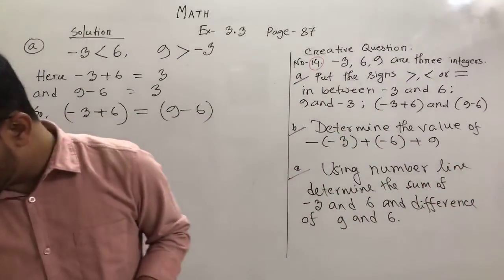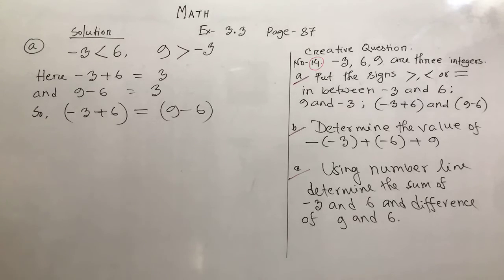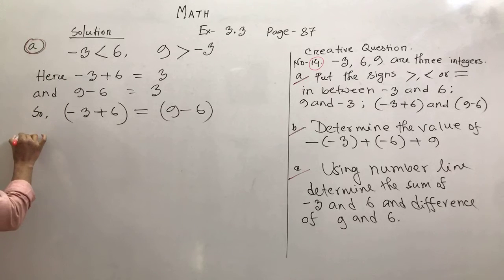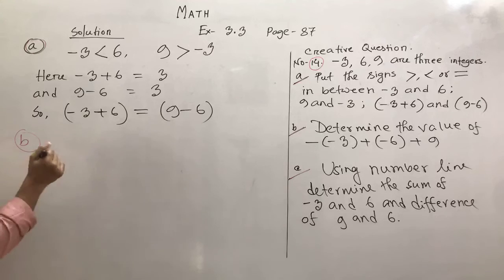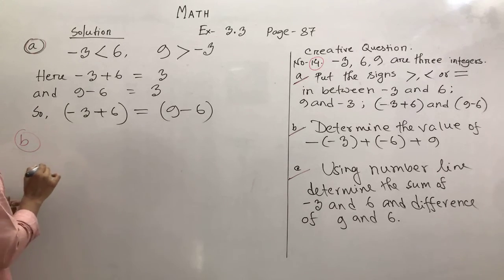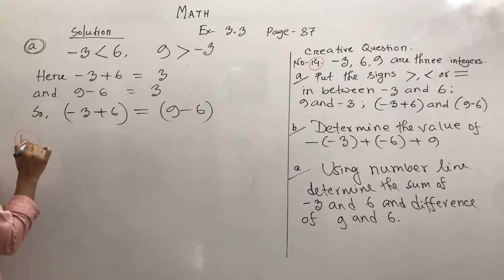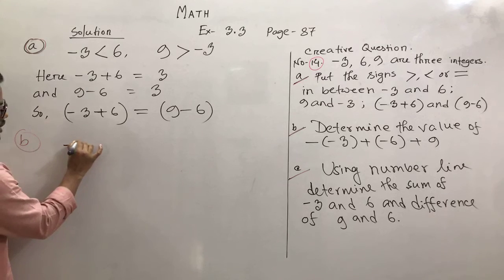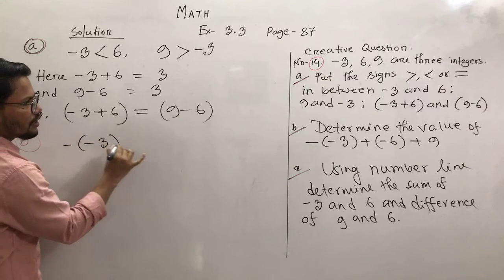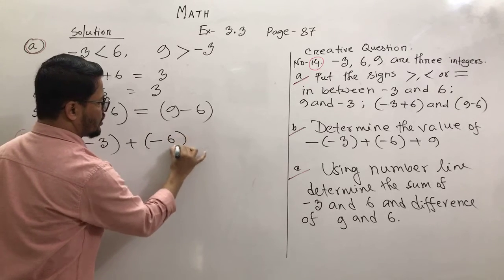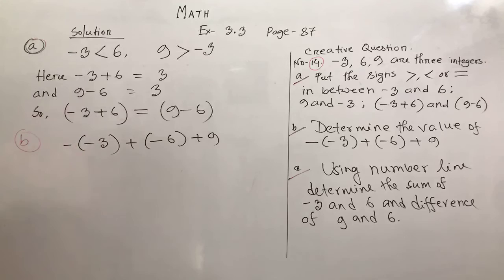Okay, now we will do the second question, question number B. This is the solution of the first question, and now question number B: determine the value of. The given numbers are integers: -3, plus 6, and this is plus 9.